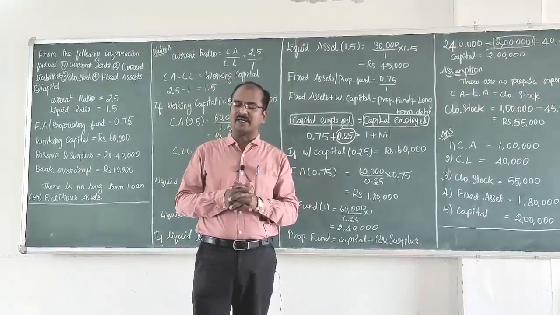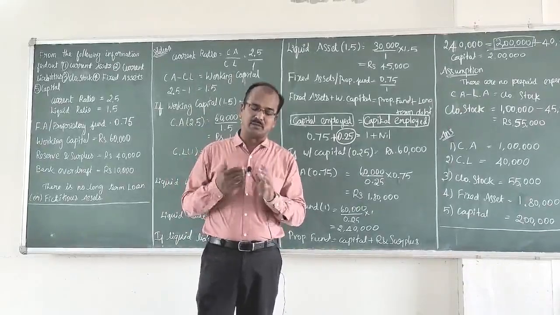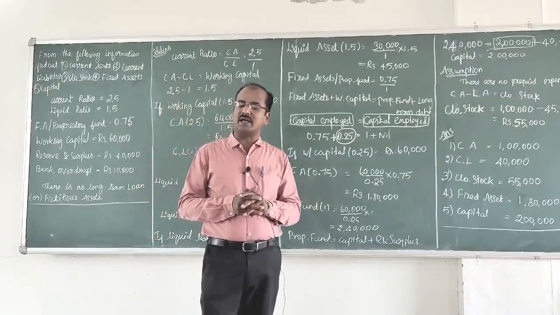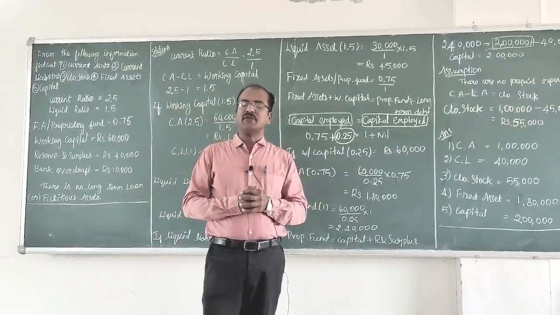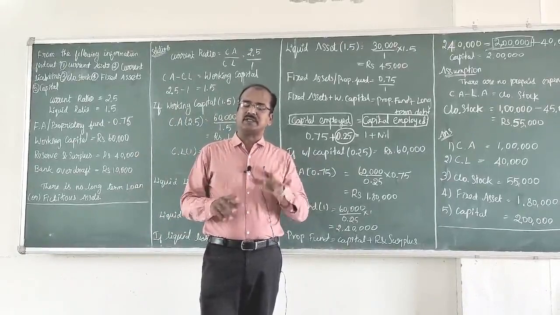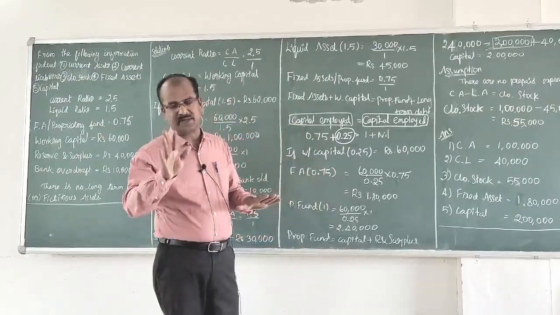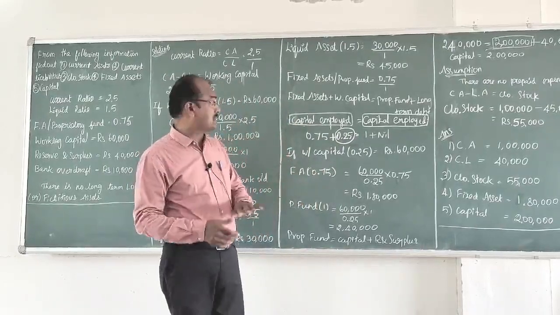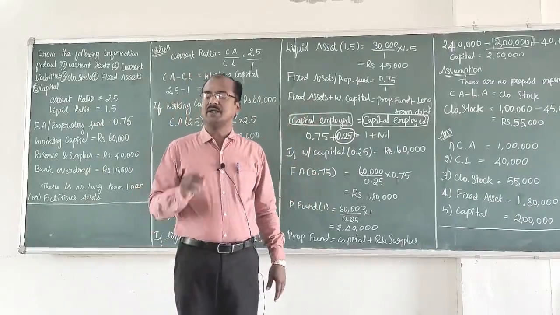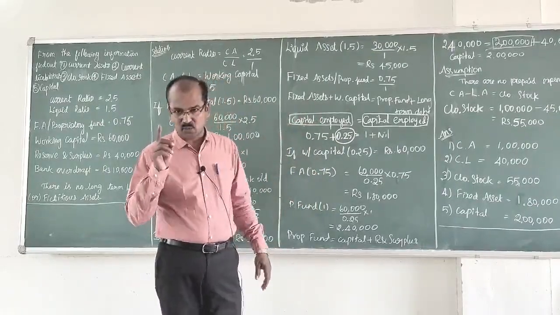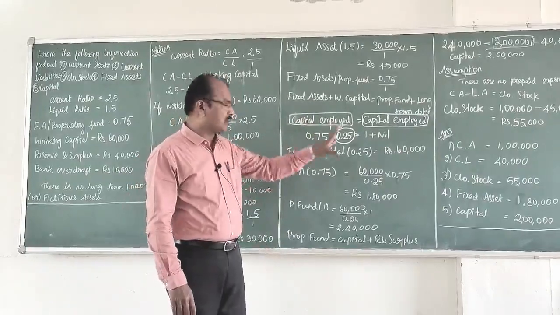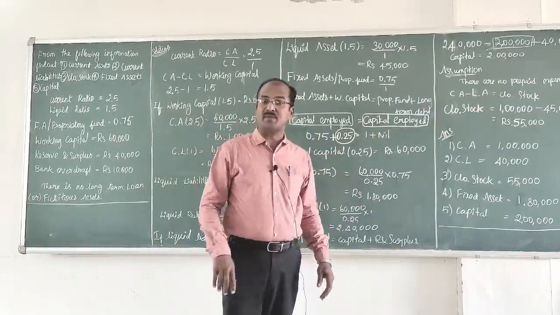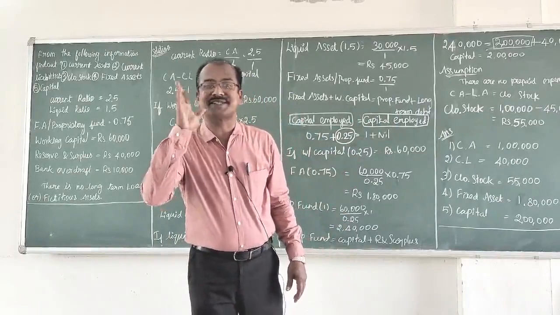You need to look at other details given here. What is that? There is no long-term loan or fictitious assets. That's the information given. What is the point of understanding this? We know a popular equation with asset side approach and liability side approach for calculating capital employed. What is the asset side approach? Fixed assets plus working capital is equal to the liability side approach: proprietary fund plus long-term liability minus fictitious assets.